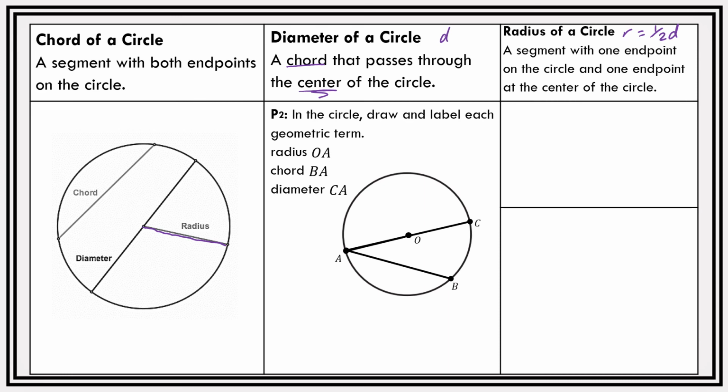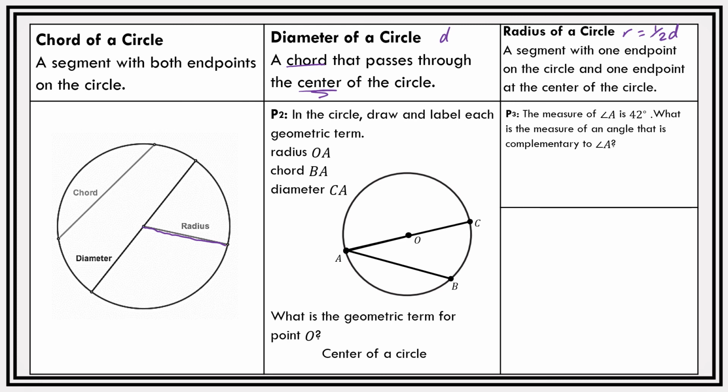Okay, when you're doing this, I noticed that A was a point in all three of these. And all three of these have at least one endpoint on the edge of the circle. So A was going to be on that edge of the circle. That's how I knew O was going to be the center. And that's the next question. What is the geometric term for point O? It's the center of a circle. Okay.